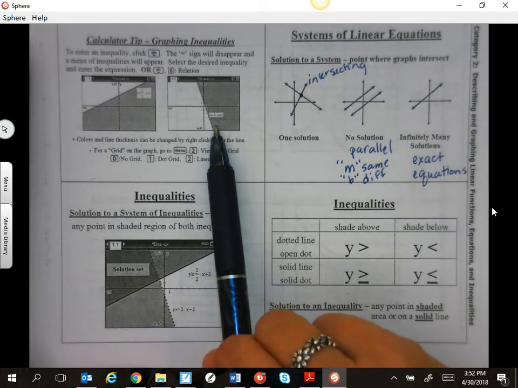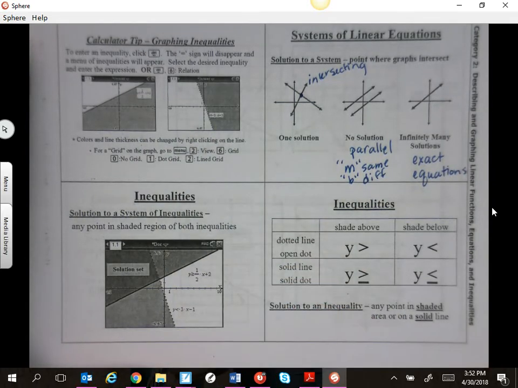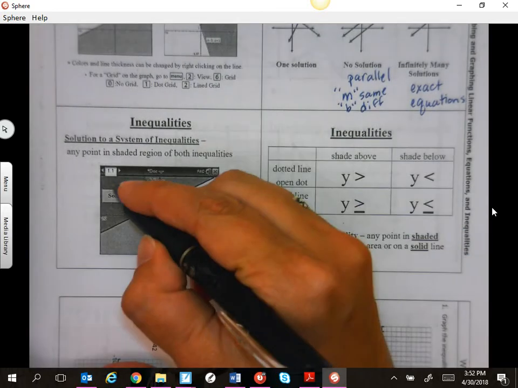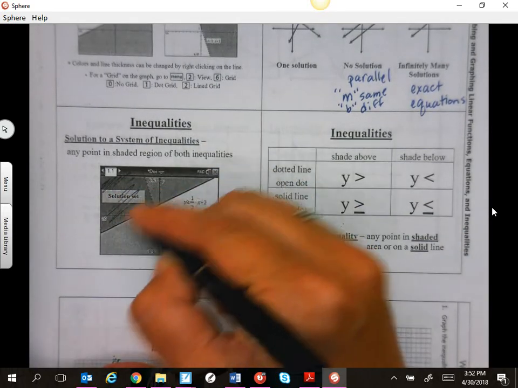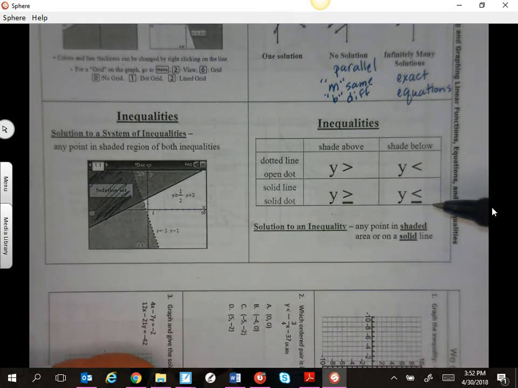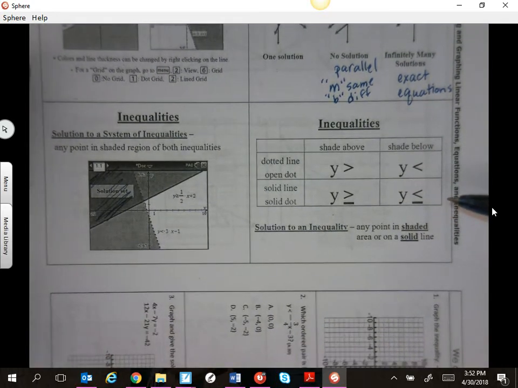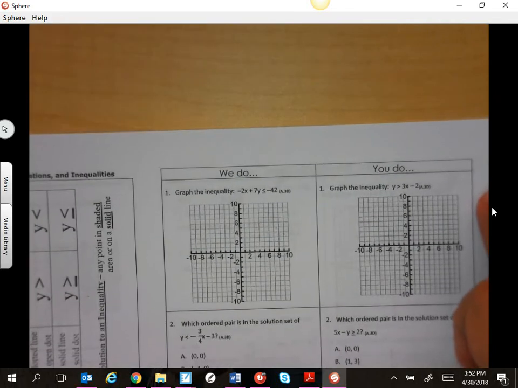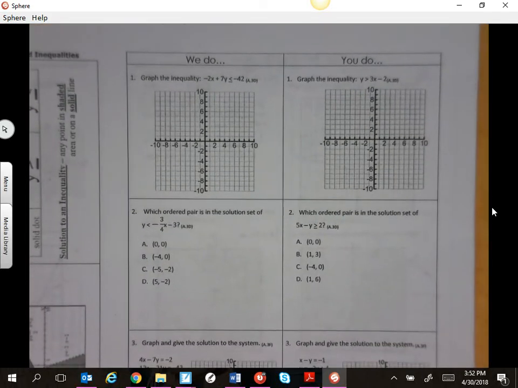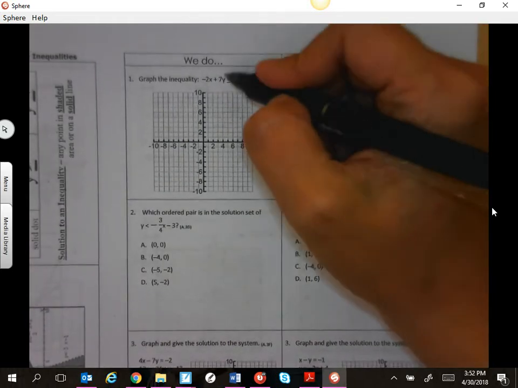Remember, if you hit delete, you can change your inequality. You can also see when we have a system of inequalities, your solution is where the shading overlaps. And then here's some notes about above and below and solid versus dotted lines. So on this one, we're going to look at graphing the inequality. So you need to change this to y equals.